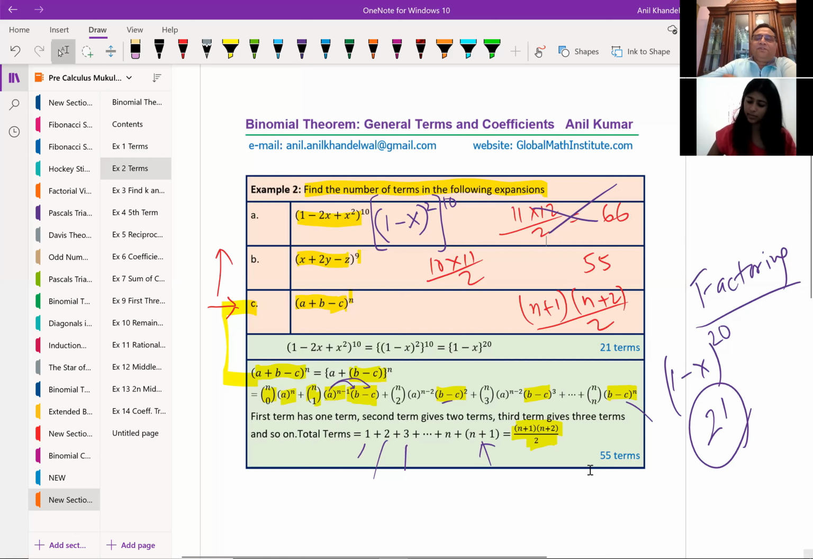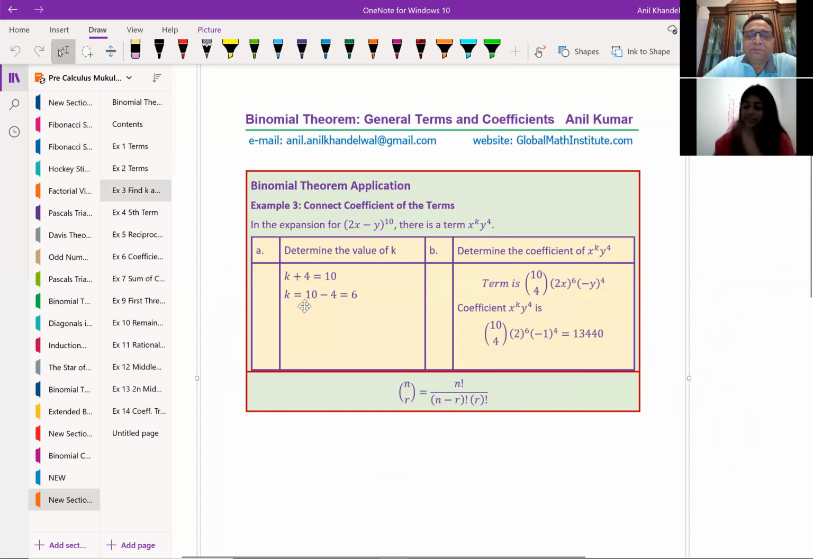So finding the number of terms could be so tricky, right? To begin with. But I hope this concept is clear. When you started, I was like, oh, this is easy, just n plus one. I got fooled. Yes.